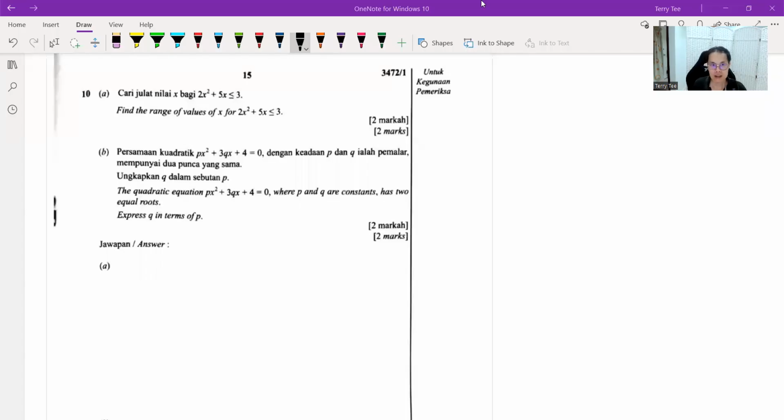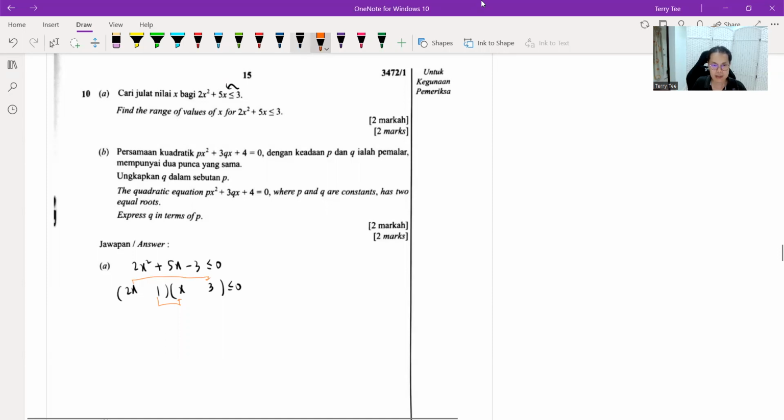Okay, number 10a, this is a quadratic function. The first part is quite easy, solving a quadratic inequality. So we have 2x squared plus 5x, the 3 I bring to the left, I get minus 3 less than or equal to 0. Now we can double bracket factorize this. The factors of 2 times 3 is 6, so I should use 6 and 1. As you can see, this is 6, this is 1, this is a plus and this is a minus.